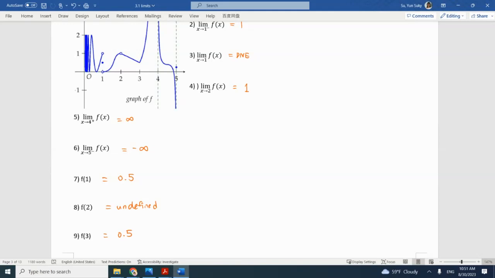Professor, with undefined and does not exist, does that mean the same thing? Okay. So it both means we don't have a number. It's not equal to a number. Okay. But undefined, we use this terminology to describe functions. Does not exist, we use this terminology to describe limits. Okay. Yes. Thank you. You're welcome.